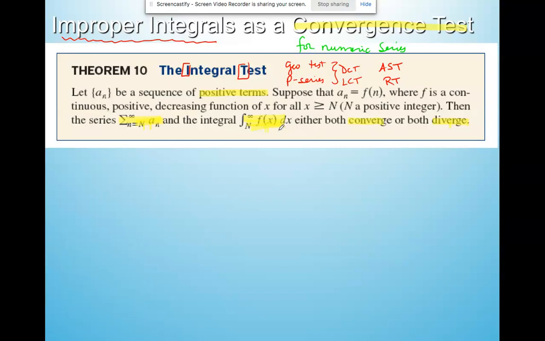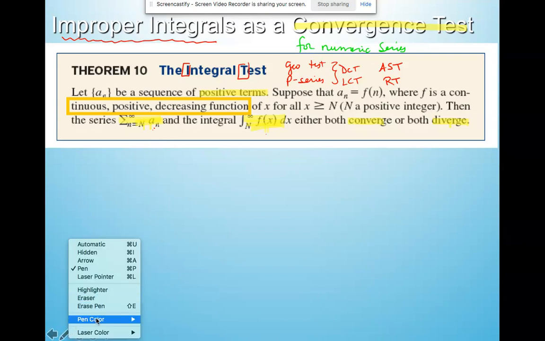Pretty cool. You just have to be very careful: just because the improper integral converges to a number doesn't mean the series converges to that same number. The series does not. Because remember, when you're doing an improper integral, you're really summing areas of rectangles. Right? In a series, you're just summing terms. So if the improper integral that you wrote based on this series converges, it doesn't guarantee that this series converges to the same number.